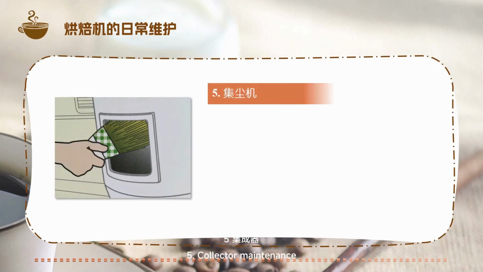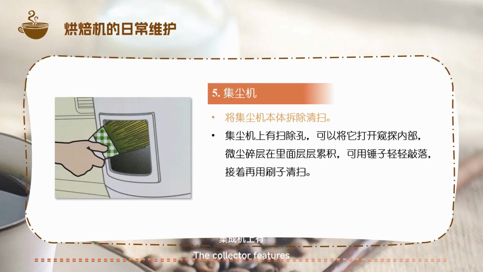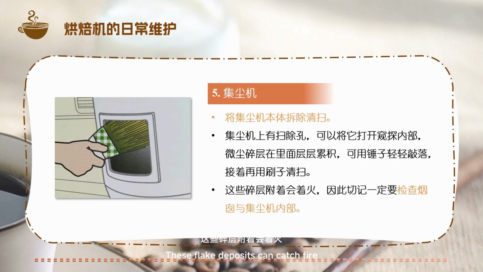5. Collector maintenance. First, remove collector for cleaning. As shown below, the collector features cleaning ports for access. Silicon carbide layers accumulate inside. Gently tap with hammer to dislodge, then brush lightly. These flake deposits can catch fire. Therefore, always remember to inspect the chimney and interior deposits.